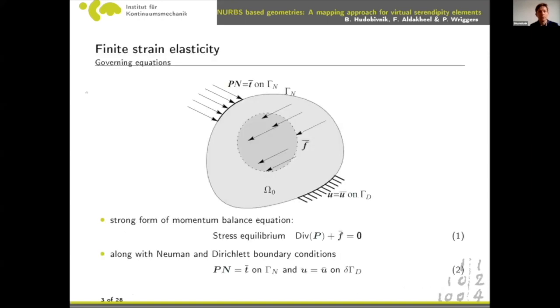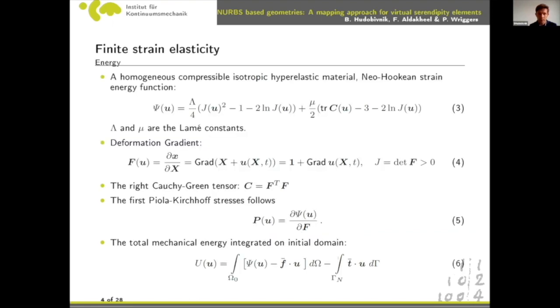So first, let me start with some basic governing equations. We have a finite strain form of momentum balance equation, so the divergence of sigma plus b, alongside with the Neumann and Dirichlet boundary conditions. We define a homogeneous compressible isotropic hyperelastic model, a Neo-Hooke strain energy function, which is given here. It is a nonlinear function over the element domain. And we have to construct the deformation gradient, so our only degrees of freedom will be displacement in this case. And then we have to integrate the total mechanical energy on the whole initial domain.